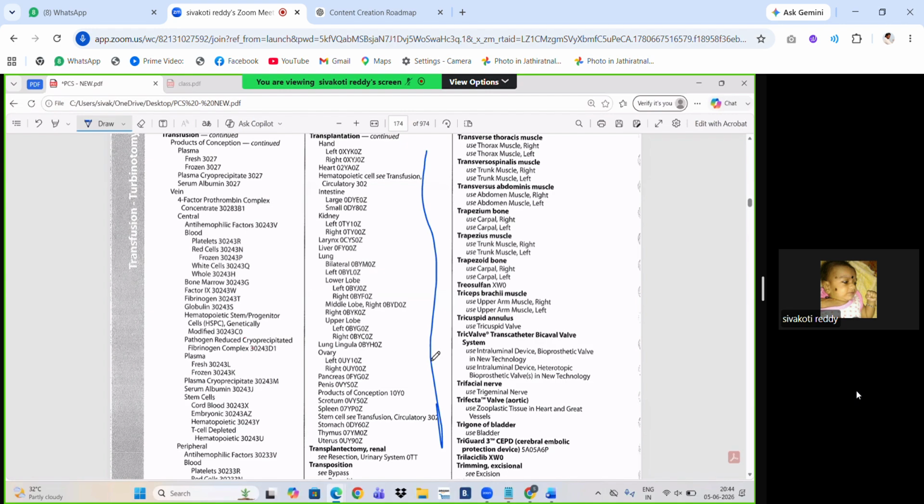Liver transplantation, what is the code? 0FY. 0FY00Z. Correct? Suppose right upper lobe lung. Under lung, upper lobe right, 0BY0Z.